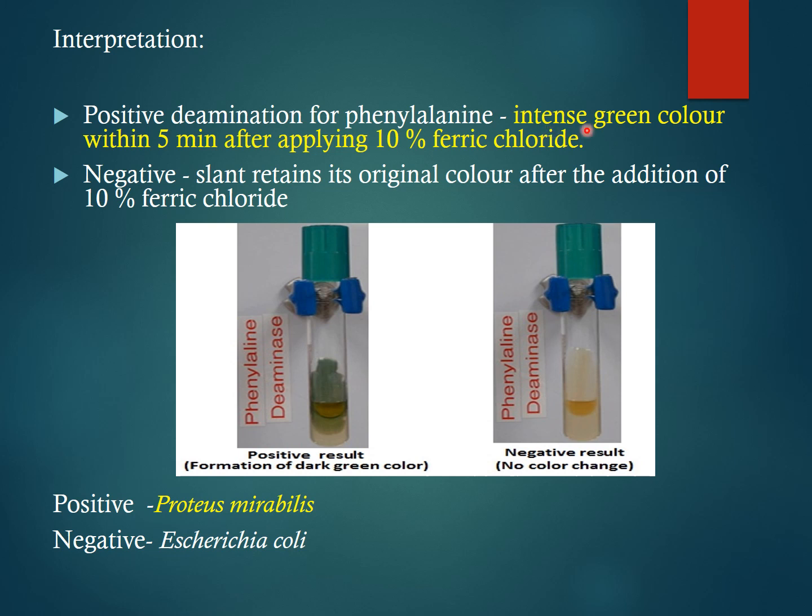Interpretation: formation of intense green color within 5 minutes after applying 10% ferric chloride is observed in the positive result, as you see in this picture. If it is negative, the slant remains its original color. Example for positive organism is Proteus mirabilis. An example for negative organism is E. coli.